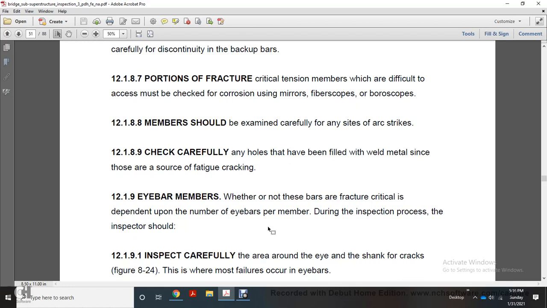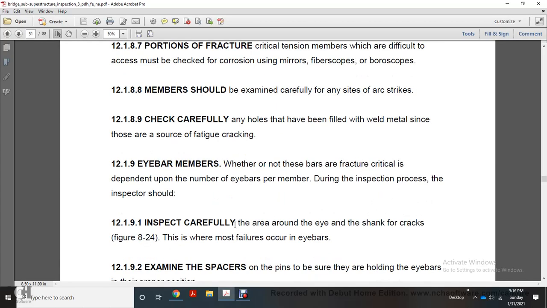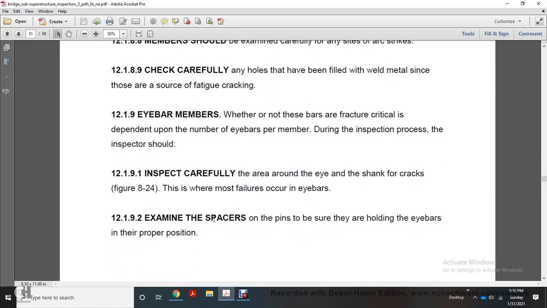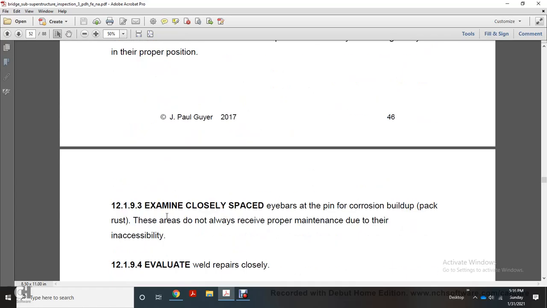Eye bar members. Whether or not these bars are actually critical depends on the number of eyes per member. During the inspection process, the inspector should inspect carefully the area around the eyes and the shank for cracks, where most failures occur with eye bars. Examine the spacers on the pins to be sure that they're holding the eye bars in proper position.